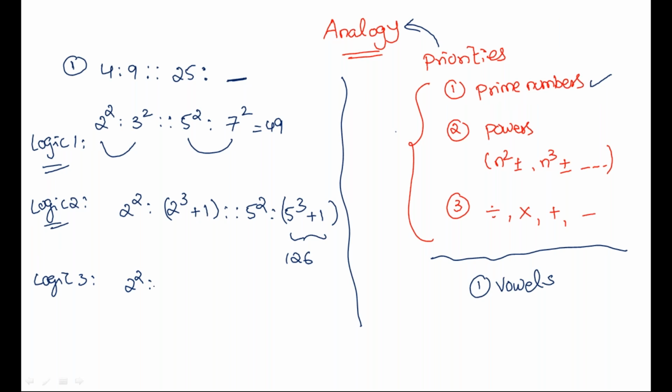Now, as per the third logic for the same: 2 square, 3 square, 2, next number 3, 5, next number 6. Now I can go with 5 square, 6 square, 36. See, multiple logics for the same question. That is why options are pretty important.